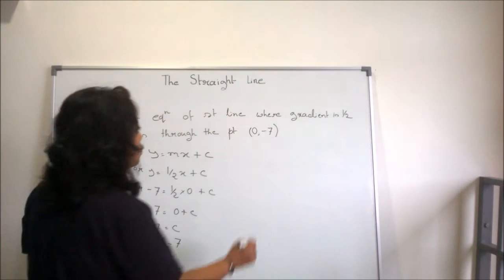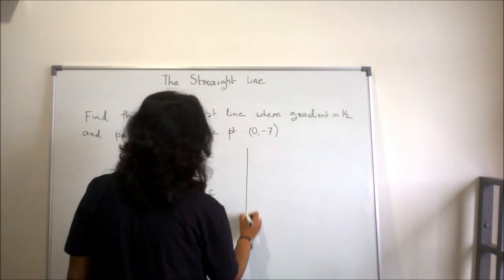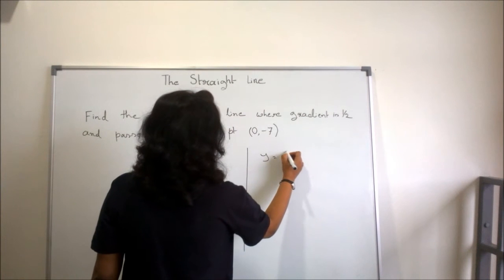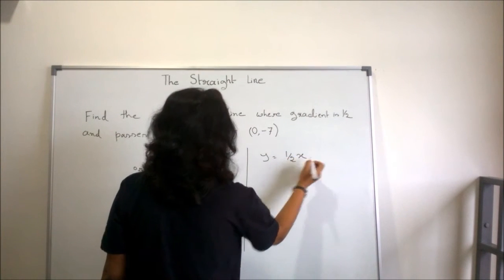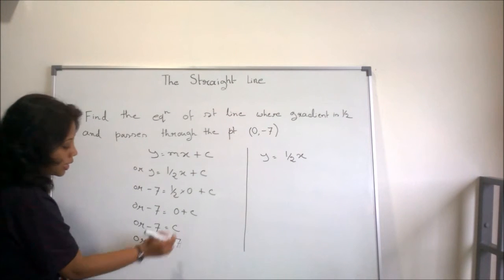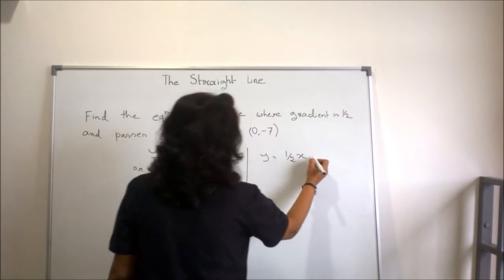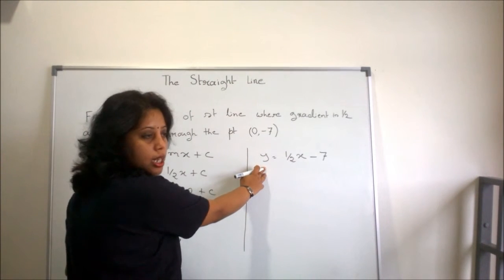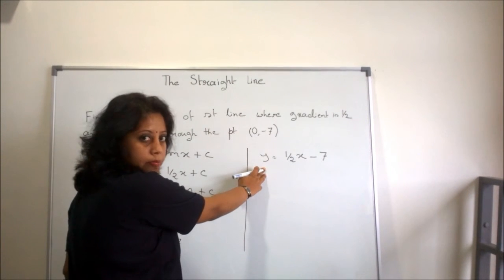So our equation becomes y is equal to half x, and in place of c what we have already found out, that is minus 7. So this is our equation. Now we can simplify it.